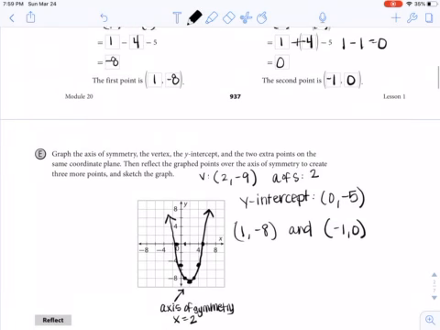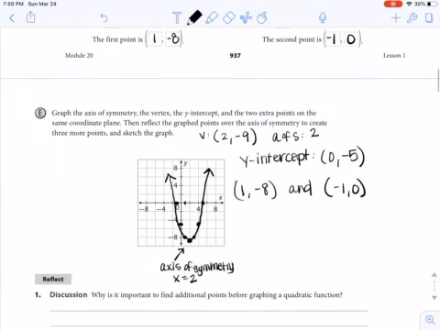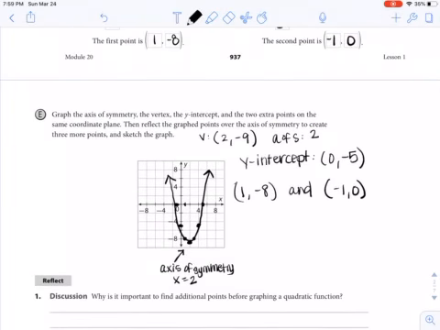Okay. So we're going to go ahead and get some practice with this, but keep in mind that it's all to graph it. So then reflect the graph points over the axis of symmetry, which we did because our axis of symmetry is here at 2. And so if we have a point here, we're going to have a point here. If we have a point at 0, negative 5, we're going to have a point at 4, negative 5, and so on and so forth.